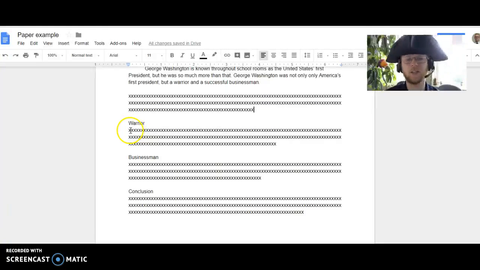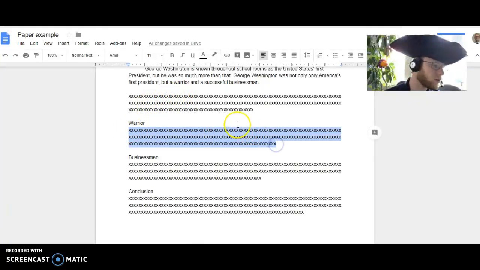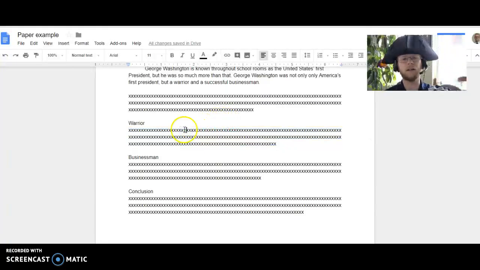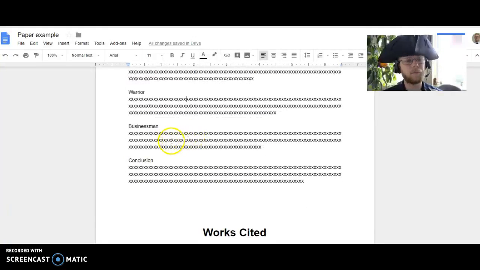Now we're going to talk about Washington the Warrior. I'm going to take a look at all my notes and all my research about him as, maybe battles he fought in the French and Indian War, and he was the commander of the Continental Army, and then maybe I go real crazy talking about the Whiskey Rebellion, things like that. I could easily write a paragraph about those things. And then the businessman, this one's a little less known, but I would look at my research as what kind of business he did on his plantation down there by D.C.